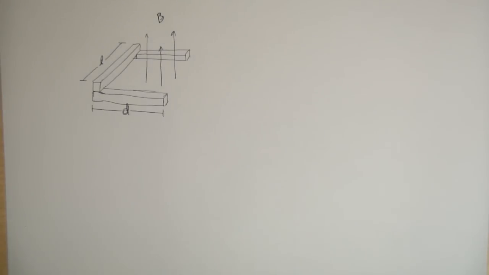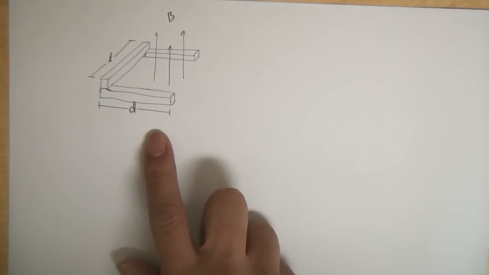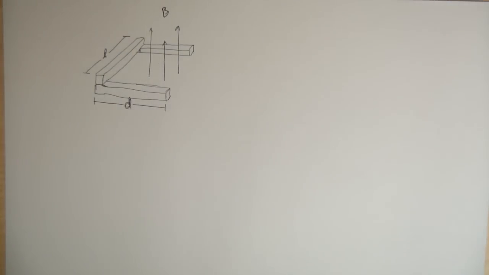Alright, hey guys, for this week I'm supposed to help with number 68 on chapter 33, and the problem is set up with this thing here. A conducting bar of length L and mass M rests at the left end of the two frictionless rails of length D, and a uniform magnetic field of strength B points upwards.